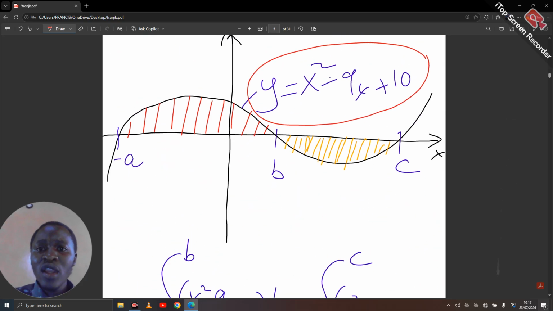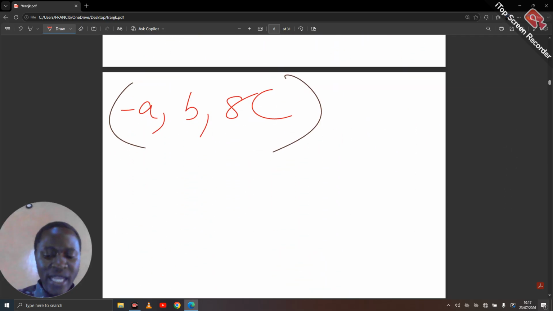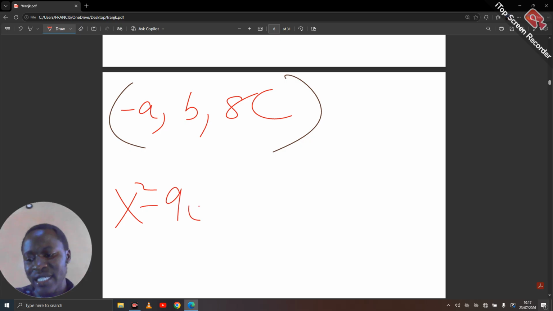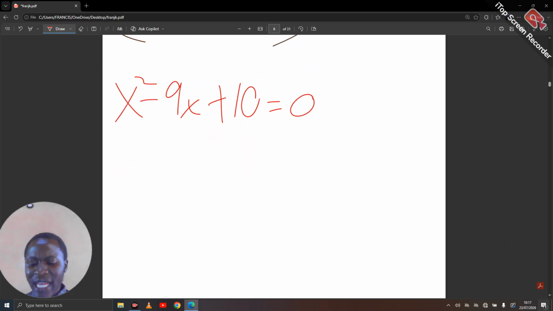Now, you come here and say at x-intercept, y is equal to 0. That means you shall have x squared minus 9x plus 10 is equal to 0. By solving this, you will get the actual values of the x-intercepts that cut across the graph. That is that.